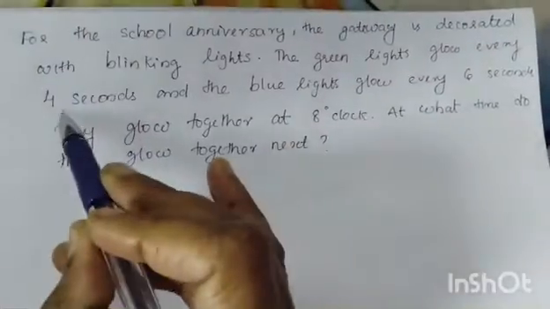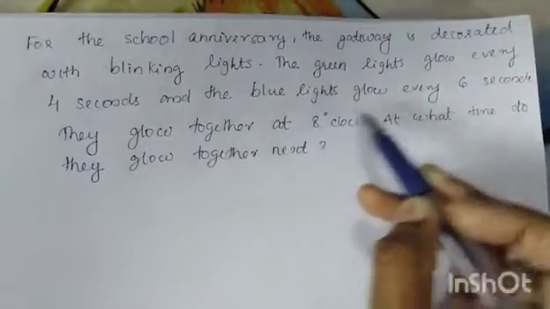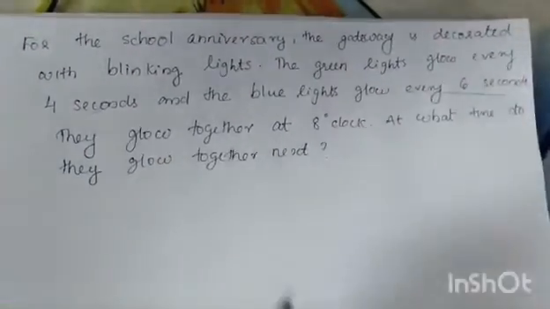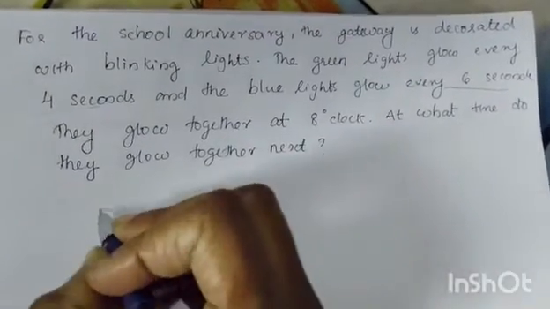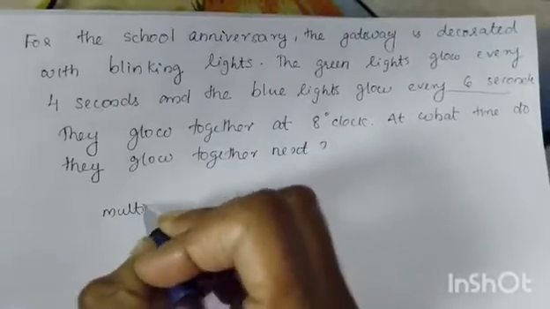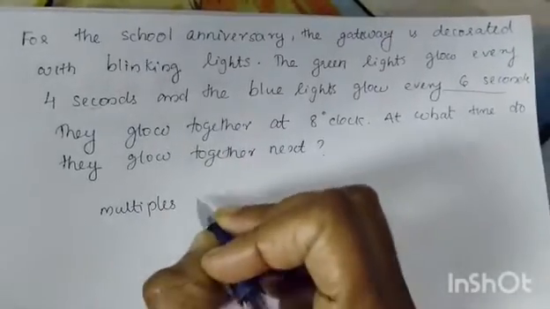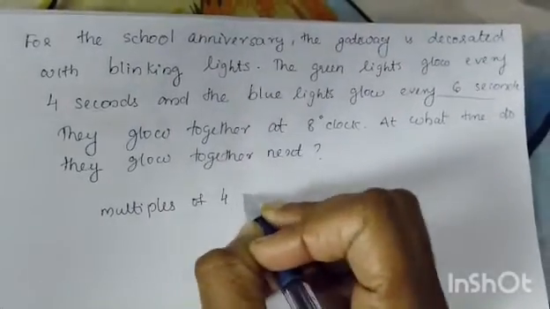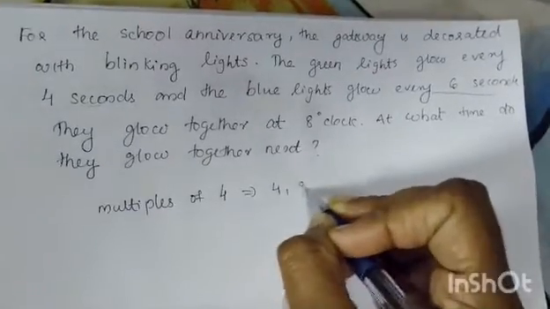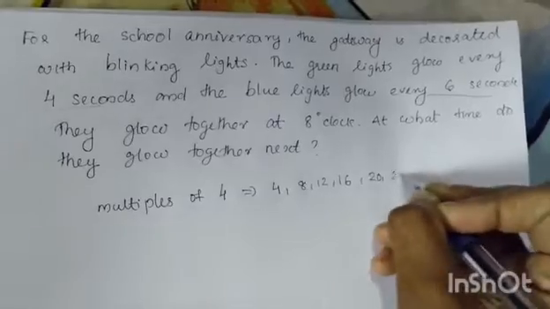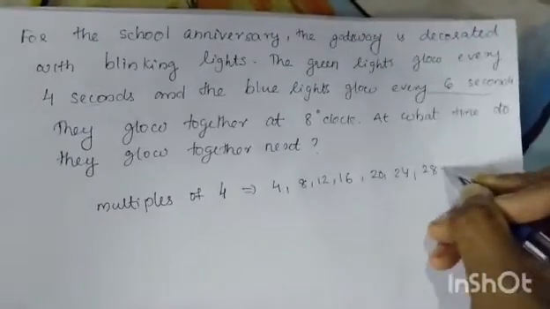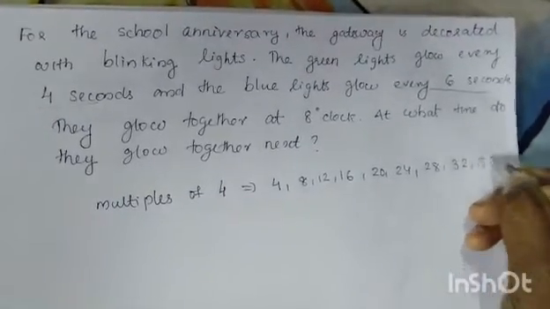Here we have two times representing 6 seconds and 4 seconds. So we want to find the common multiples, so multiples of 4 and 6. First we want to find multiples of 4: 4, 8, 12, 16, 20, 24, 28, 32, 36.